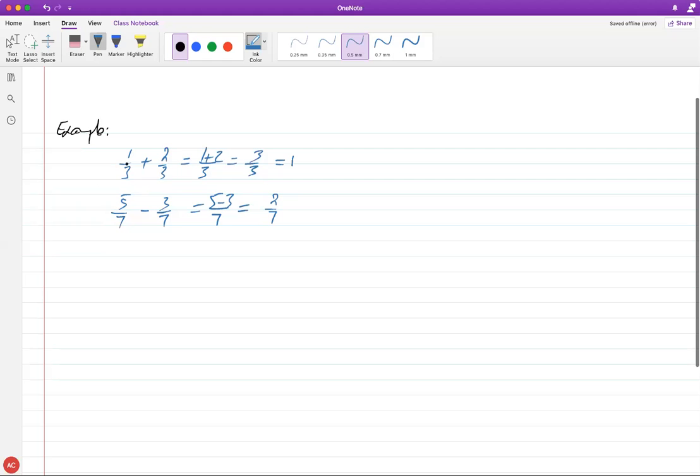So now we're going to see what happens if you have mixed numbers along with fractions. So let's say you have 2 and 1/3 plus maybe 5 over 3. You can see here we have two different types of numbers. This is a mixed number. This here is a fraction. Okay, so what do you think we need to do first here in order to add these two numbers?